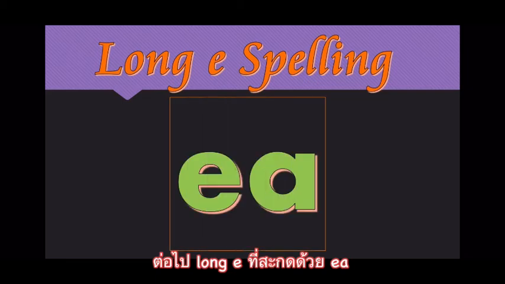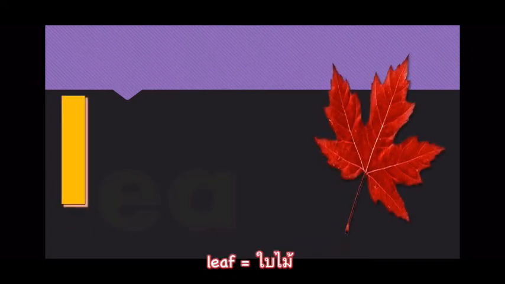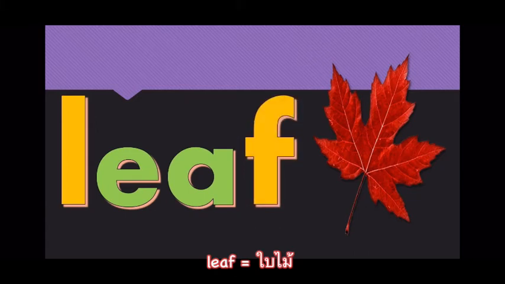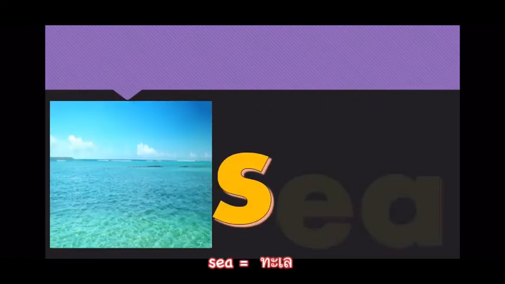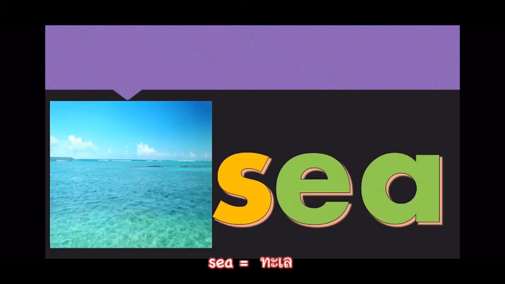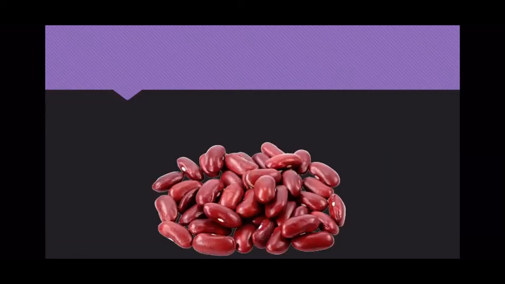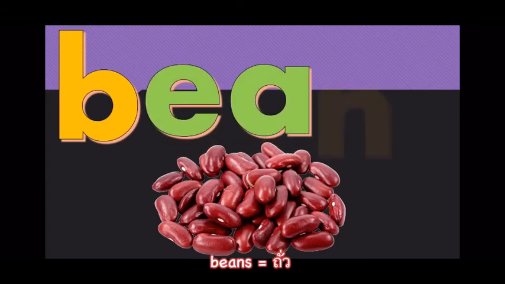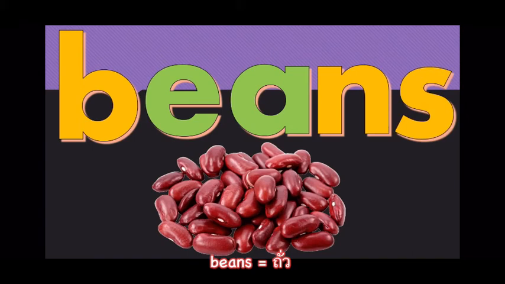Next, we will go to the long E with the spelling of E and A. So the sound is E. Take a look at this. They have L, E, F, leaf, leaf. Okay, so the E and A together, the sound is E. Next, we have S, E, C, sea. Next, we have B, E, S, beans. Okay, so the E and A together, the sound of this is E.